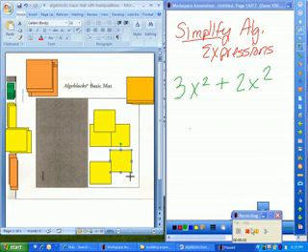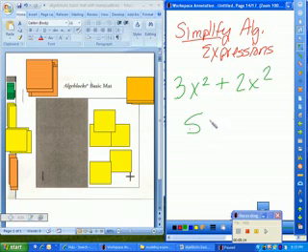Pause this for a second, see if you guys can come to a decision, then restart the video and check your answer. Well, 3x squared plus 2x squared is simply going to leave you with 1, 2, 3, 4, 5 groups of x squared. So 3x squared plus 2x squared is 5x squared. Now that's all you can do. You can't simplify it anymore. We don't know what x is equal to, so we're just going to have to leave it here.